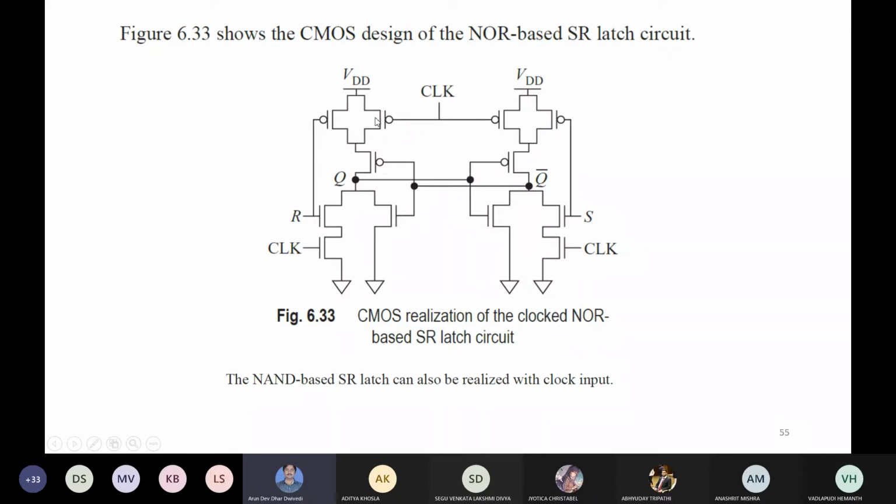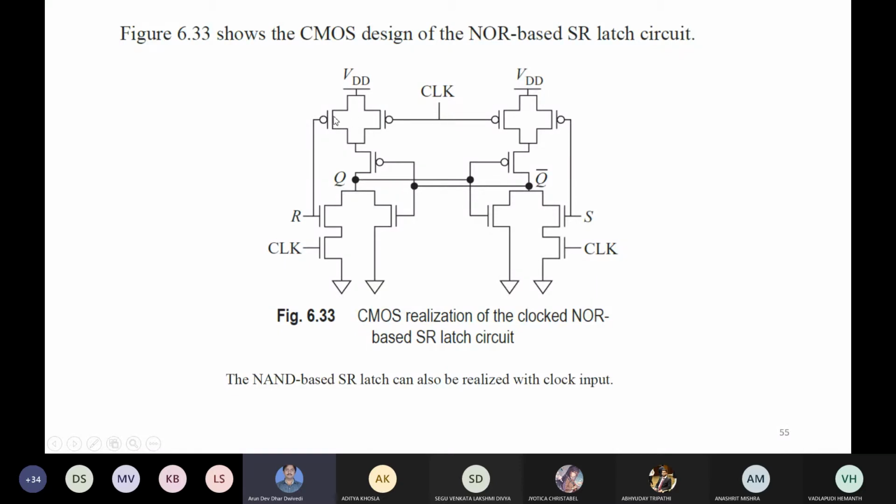Therefore in the pull-down network, R and clock are given here in series. Here in the pull-up network, this clock is given in parallel. Instead of whatever R you are connecting here, two NMOS transistors are connected for making the AND function of R and clock, but here they are connected in parallel. So this R is given to one of the PMOS inputs, and the clock is given to the other PMOS input, but these two transistors are in parallel.